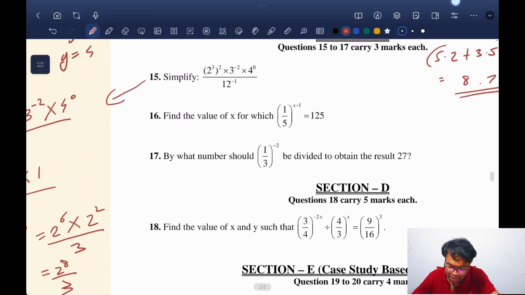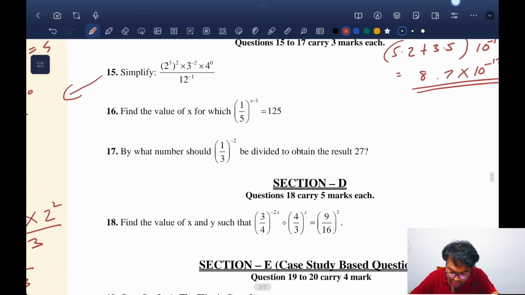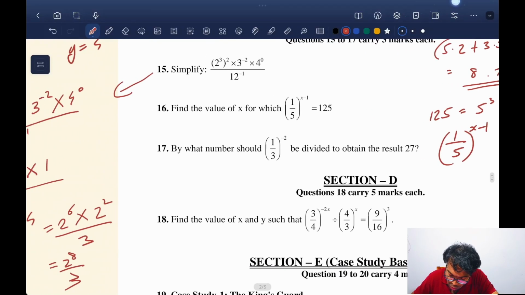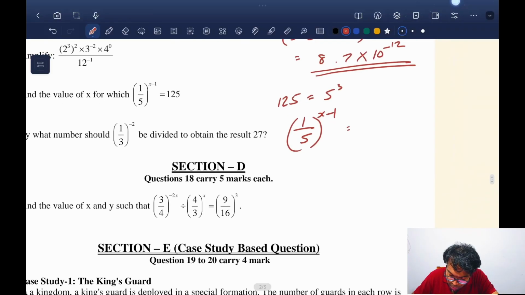Find the value of x for which 1 upon 5 the whole to the power x minus 1 is equal to 125. Very easy. How will you write 125? 125 को कैसे लिख सकते हैं? 125 is equal to 5 क्यूब के बराबर होता है, ठीक है. So 1 upon 5 the whole to the power x minus 1 can be written as what? It can be written as 5 to the power of minus of x minus 1.